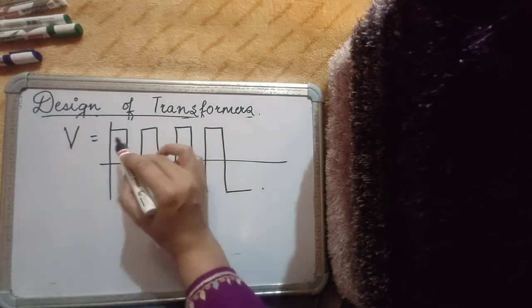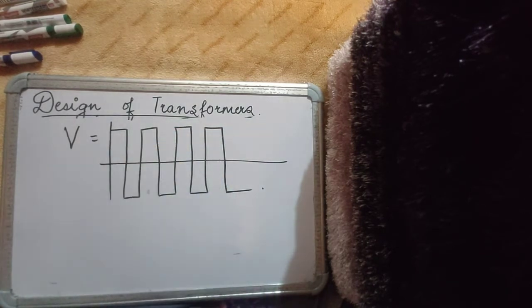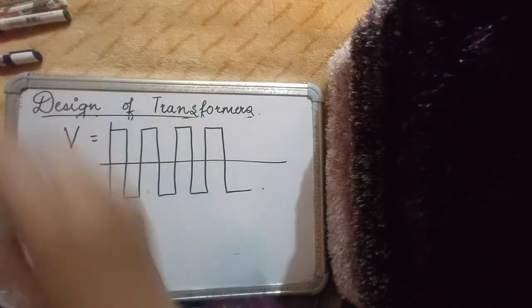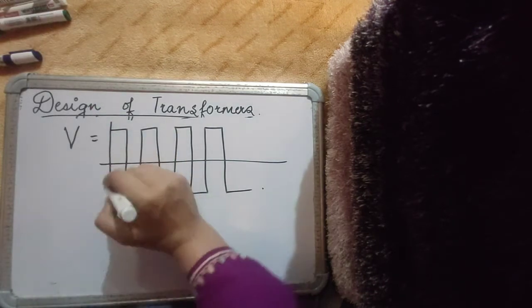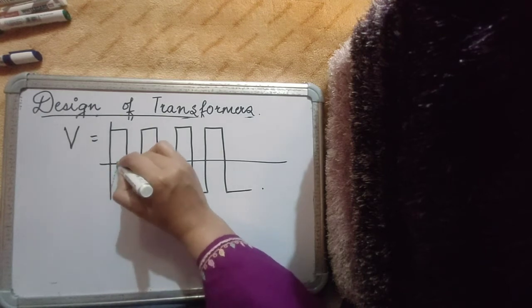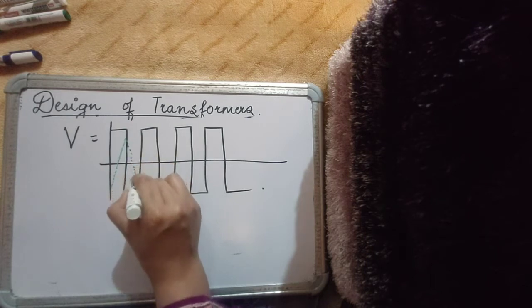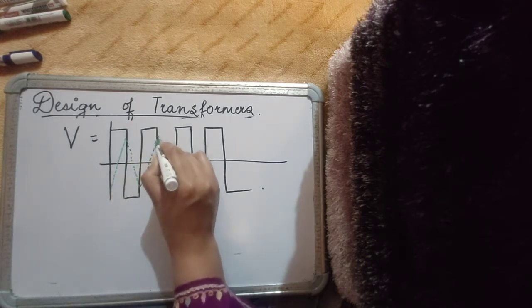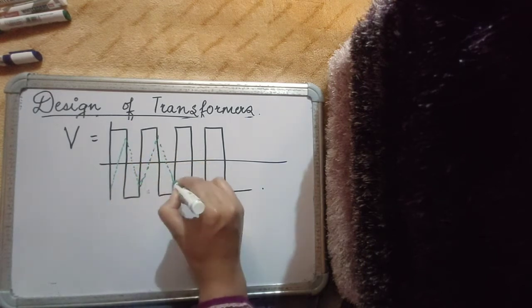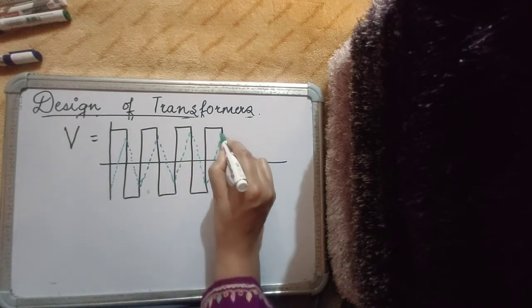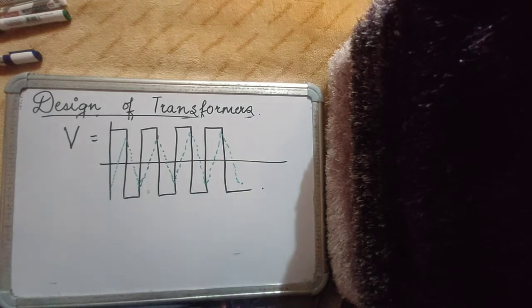And when the voltage is positive, the flux will be increasing. So if I want to plot the flux, it will be increasing like this, and of course triangular in nature. And then the flux will be decreasing, increasing, decreasing, increasing, decreasing, and so on.